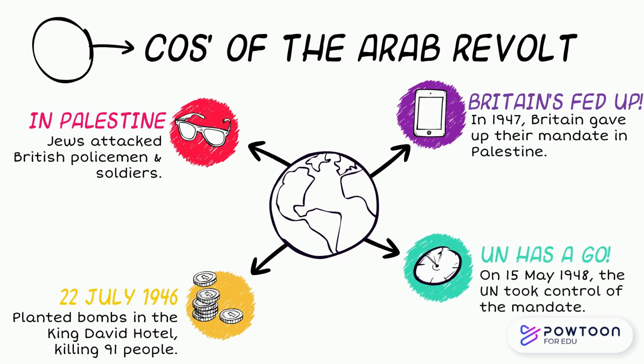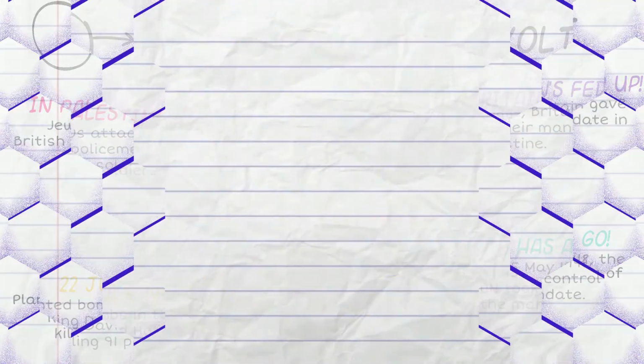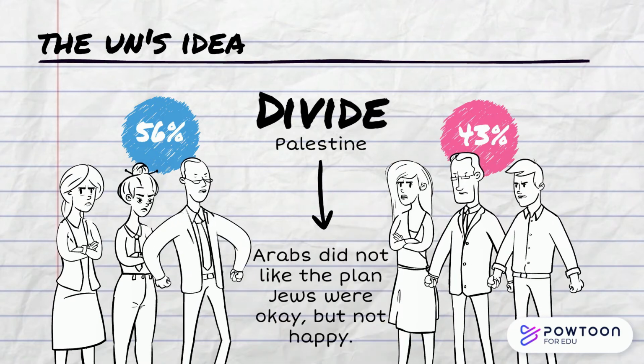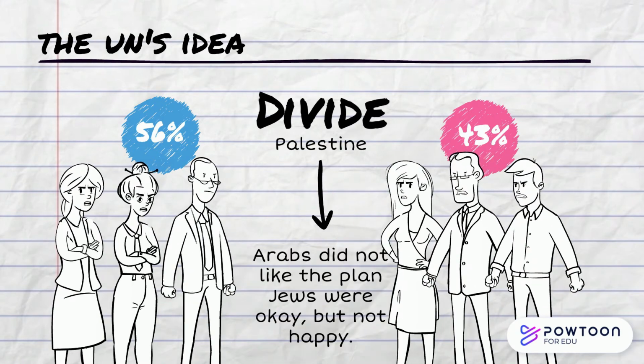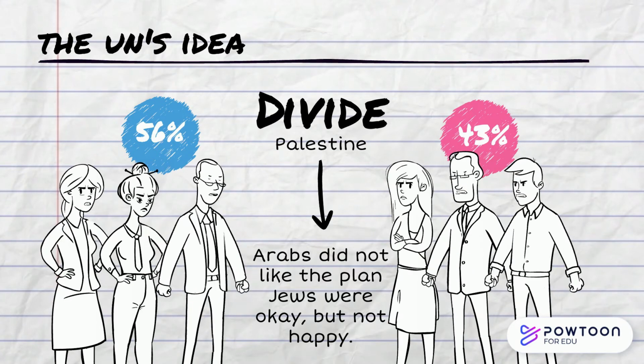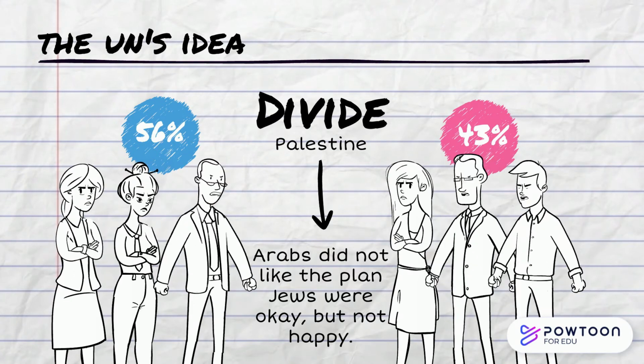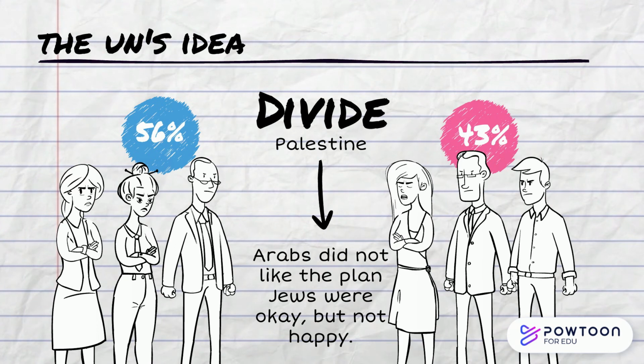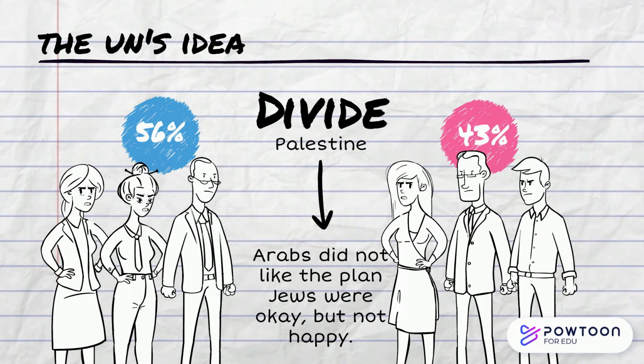On 15th May 1948, the United Nations took control of the mandate. However, fighting had begun between Jews and Arabs. In November 1947, the UN agreed to divide Palestine into a Jewish state and an Arab state. Jerusalem was an international zone, as it was important to everyone. But the Palestinian Arabs did not like this plan, since Jews got 56% of the land despite being only 32% of the population. The Jews were okay with the UN's idea, but not happy, since Jerusalem was not part of their state.